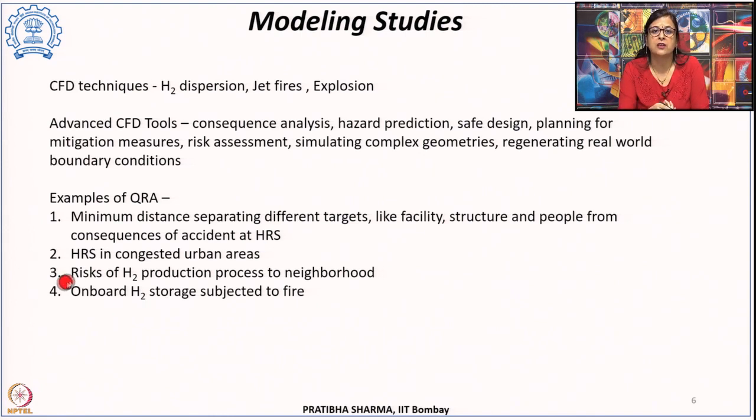Or if a hydrogen refueling station is located in a congested urban area, then what should be the design of such a station? What could be the risk associated with the hydrogen production process to the neighborhood of that plant? If an onboard hydrogen storage system is subjected to fire, what could be the resulting hazards? So, these are some of the examples which have used QRA, and there are studies which have been carried out to understand the hazards associated with these situations.